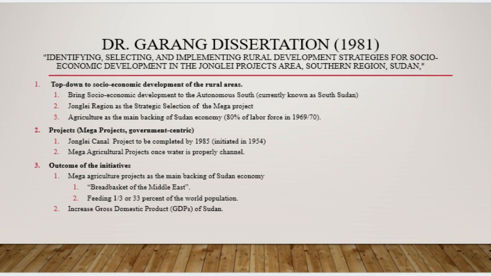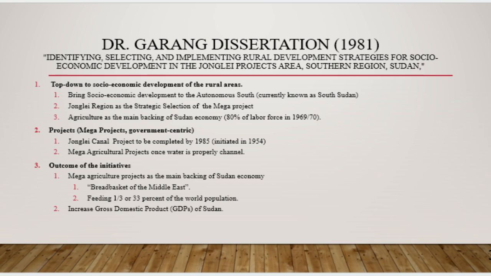Right? And during that time, the aim was that Sudan, if used properly, could feed 1/3 of the world population, which is pretty significant. And then it would increase the gross domestic product, the GDP, for Sudan. So those were the three central areas Dr. John Garang's dissertation focused on.